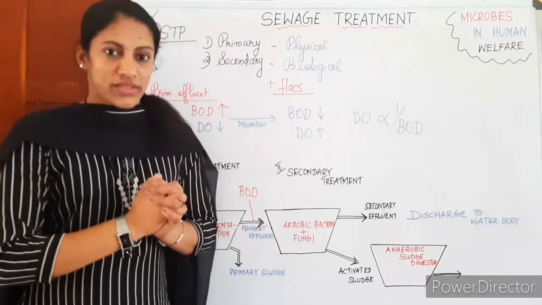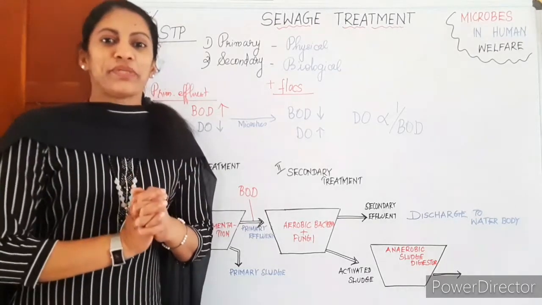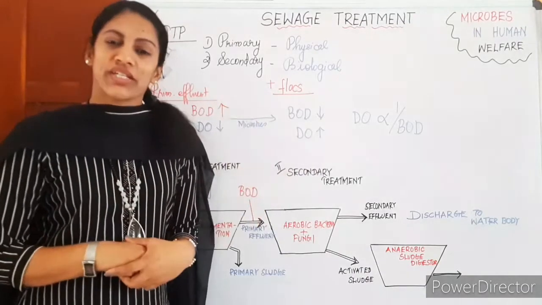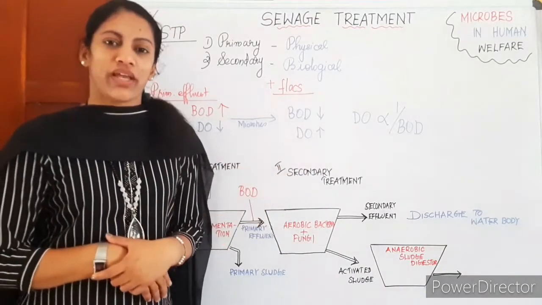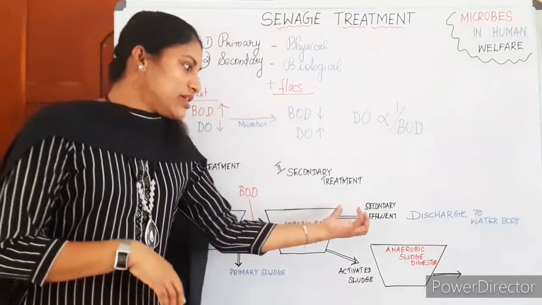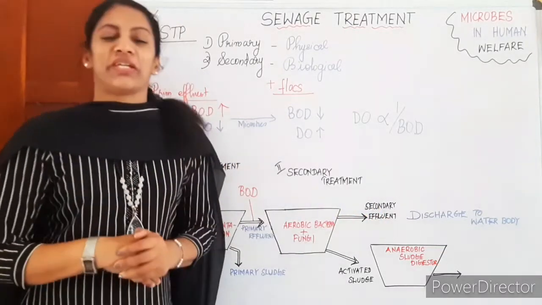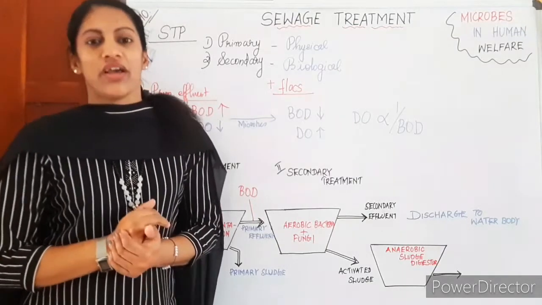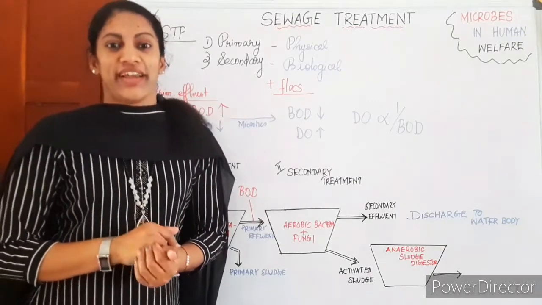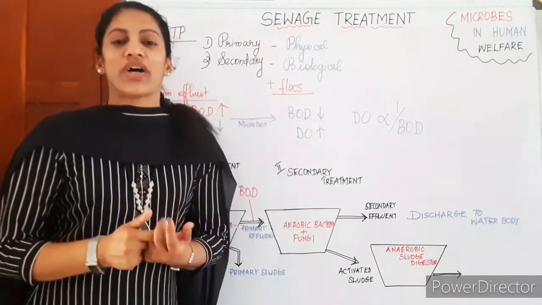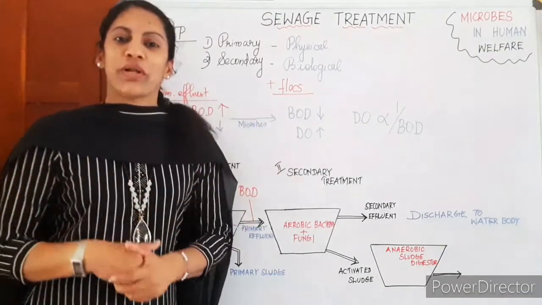Okay, how it works. Its main principle is microbial action. And again, there is tertiary treatment also. The secondary effluent can again undergo tertiary treatment, like ozonation and chlorination, and it can even be used for our household processes. This water can be used for our household processes.